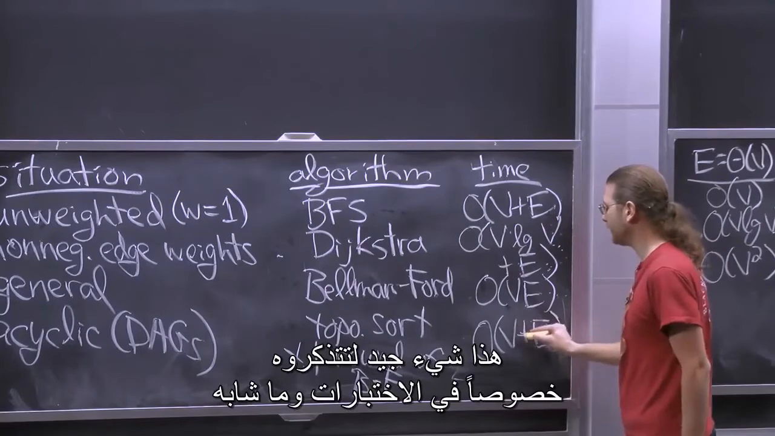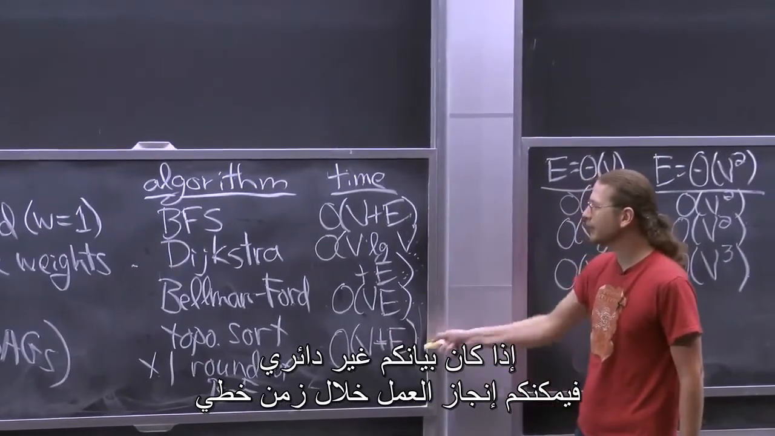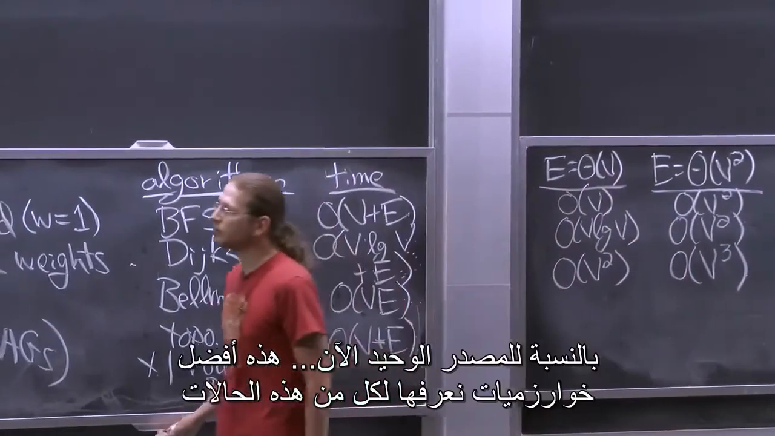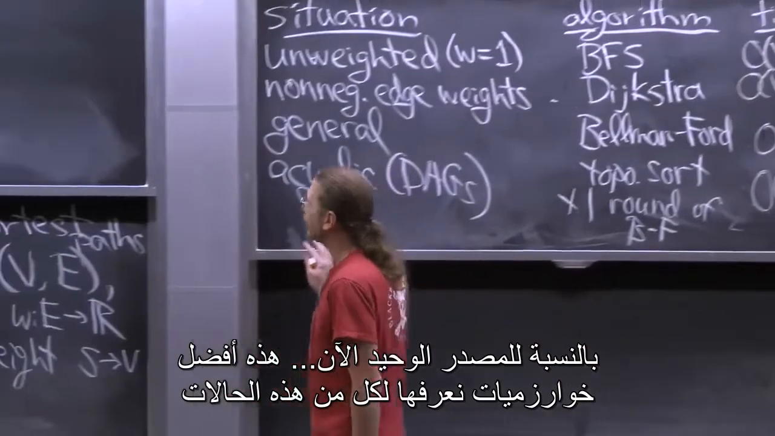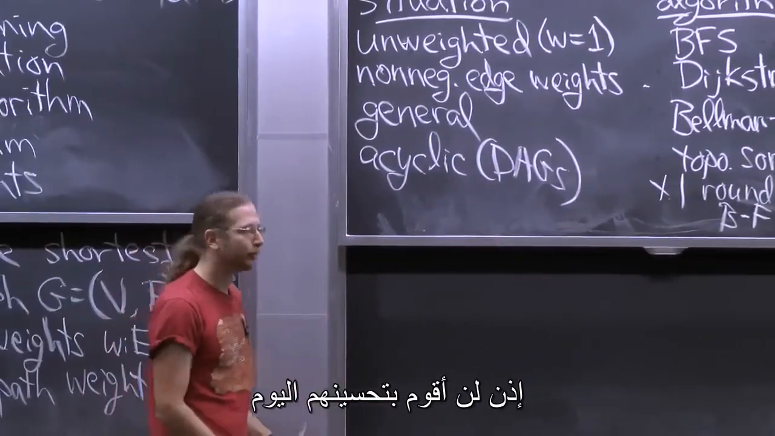So, a good thing to remember, especially on quizzes and so on: if your graph is acyclic, you can achieve linear time. But in the general case, Bellman-Ford is your answer for single source. Now, these are the best algorithms we know for each of these cases, so I'm not going to improve them today.